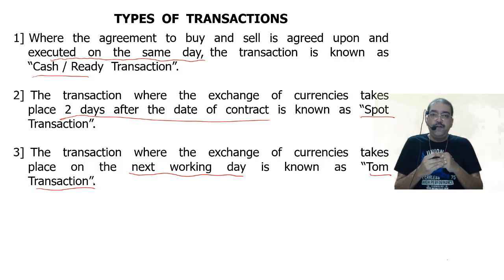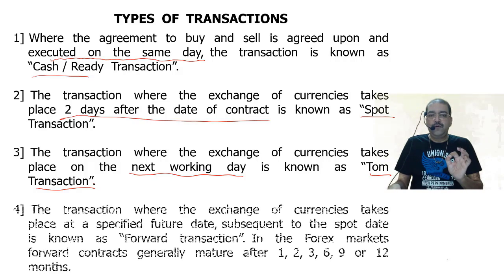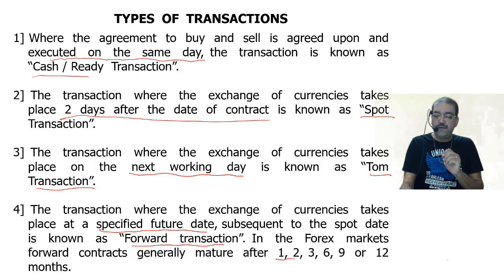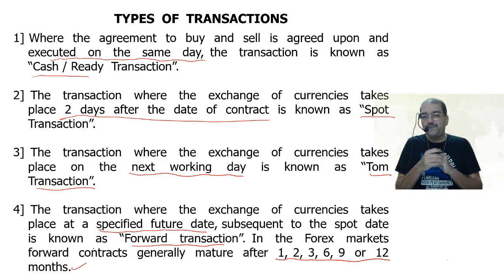So these transactions which will be completed at a specified future date, which is either 1 month, 2 months, 3 months, 6 months, 9 months, or 12 months, that is called a forward contract. A transaction where exchange of currencies takes place at a specified future date is known as a forward transaction. Normally it will mature after 1, 2, 3, 6, 9, or 12 months. So this is important for you.